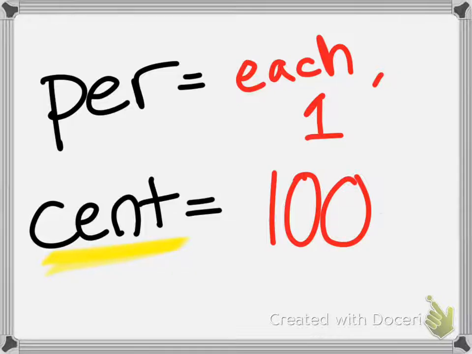We can break these words down. That's because Spanish, French, and Italian follow the Latin roots. So cent means 100. Percent means out of 100. It's whatever one number we're dealing with, not necessarily just the number 1, out of 100.